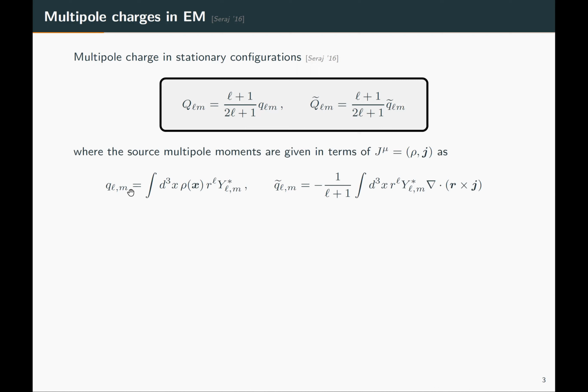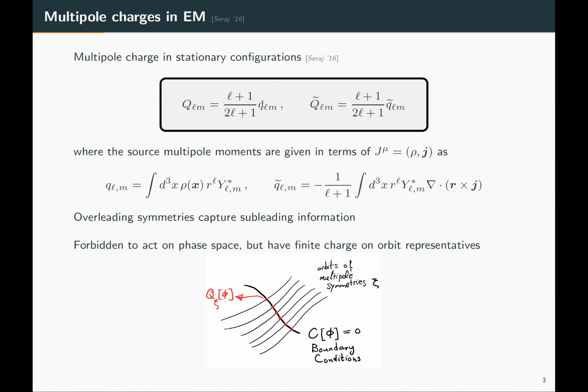The usual definition of these source multipole moments is given by volume integrals over the source, but our charges are given by surface integrals. The structure of these charges is that you have some overleading symmetries. You remember that these multipole symmetries grow with R. There is R to the L, which diverges at large R. But this overleading behavior captures some subleading information in the field configuration.